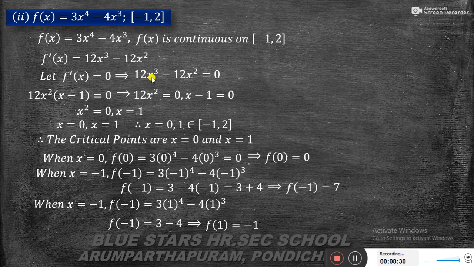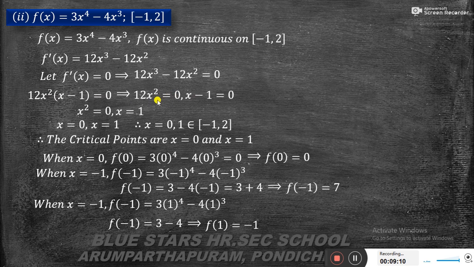The next step I take the common factor 12x square. From the first term the remaining term is x, and taking 12x square out of the second term the remaining factor is 1. Therefore 12x square into x minus 1 equal to 0. Now I equate each factor to 0. There are two factors: the first factor is 12x square, the second factor is x minus 1. So 12x square equal to 0, and x minus 1 equal to 0.